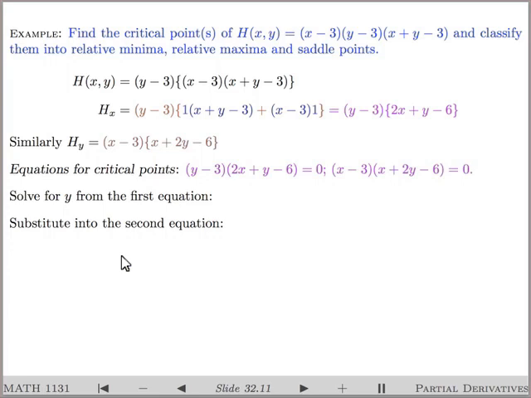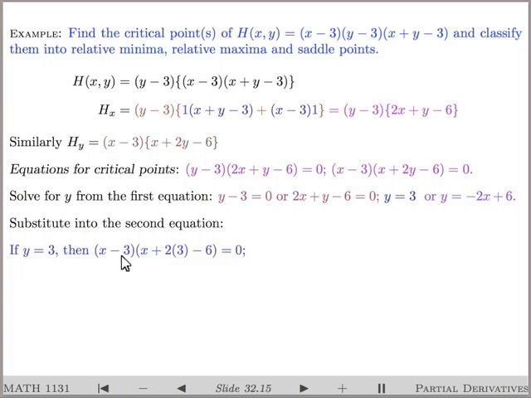From the first equation, which is factored, we see that either y equals 3 or 2x plus y minus 6 equals 0. So y will be minus 2x plus 6. We have to try each of these in the second equation and solve for x. If we substitute y equals 3 in the second equation, then it becomes x minus 3 times the quantity x plus 2 times 3 minus 6 equals 0. So plug in 3 for y in here. That's x minus 3 times x equals 0. So x is 3 or x is 0. If x is 3, since we are assuming y is 3, we get the critical point 3, 3. And if x is 0, the critical point 0, 3.